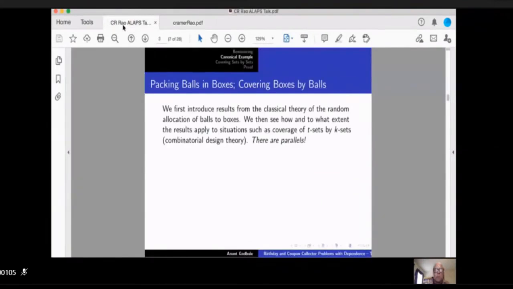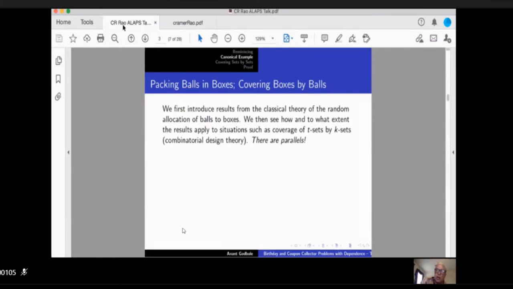Okay, so what will I be talking about today? First of all, I'll introduce the classical birthday and coupon collector problems, which I will rephrase in the format of packing and covering. And then we'll see to what extent the results, and not just the results but the nature of the results and the log factors, all show up again when you look at covering designs.